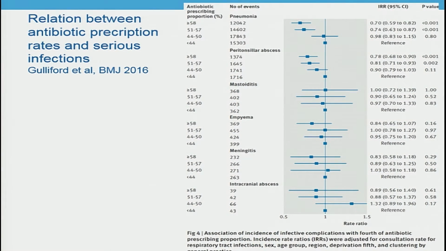This was published by Gulliford and all English colleagues last week in the BMJ. Really worth reading because it's really interesting. It shows you the relation between high and low prescribing practices and the number of cases of severe infections that they saw in their practices. And you see for pneumonia and peritonsillar abscess that there is a clear relation. You see the less they prescribed, the more cases they saw, or the other way around, the more they prescribed, the fewer cases of pneumonia they saw, and again with peritonsillar abscess.